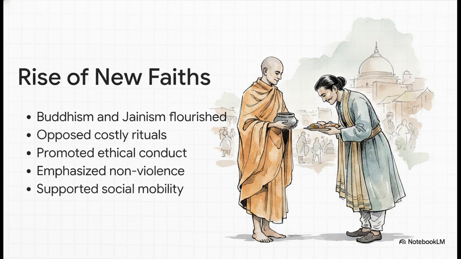Well, look at their core tenets. They actively opposed the super costly, exclusive rituals of the early Vedic period. They promoted straightforward ethical conduct and heavily emphasized nonviolence. Crucially, they supported equality and social mobility. This was incredibly appealing to the newly wealthy merchant class, who often felt restricted by the old social hierarchies. These merchants just wanted a peaceful, stable social order for honest trade, so they eagerly poured their money into supporting Buddhist monasteries and Jain sanghas.